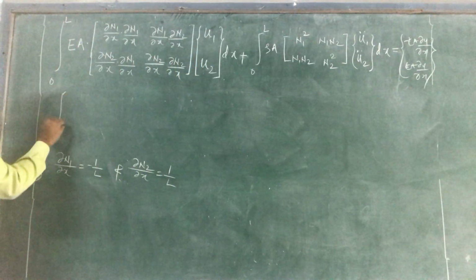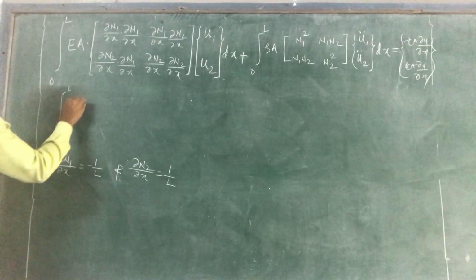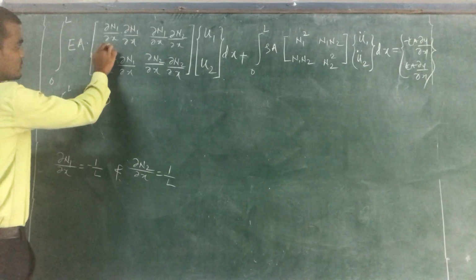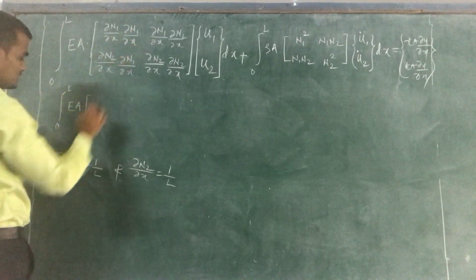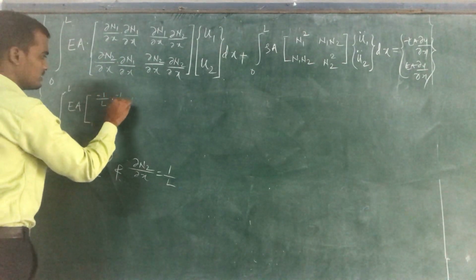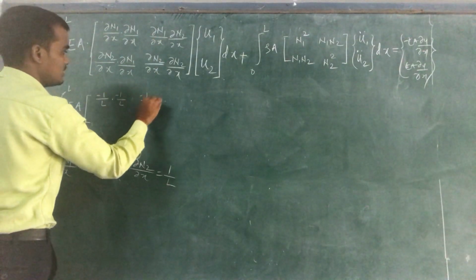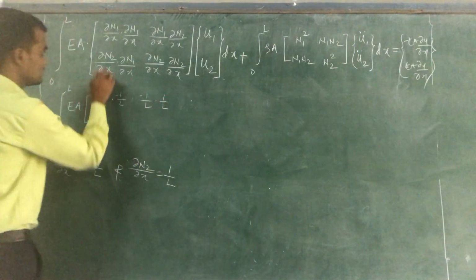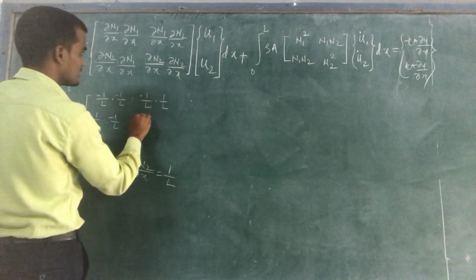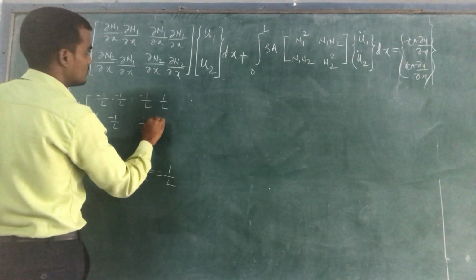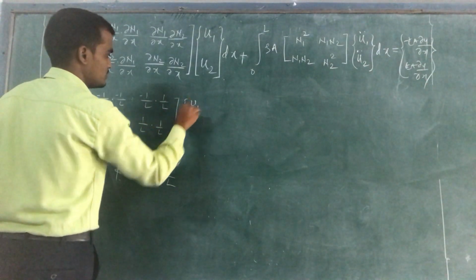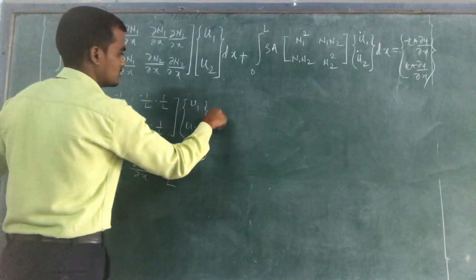So we will get integration 0 to L EA in bracket. So this is dN1/dx, that is minus 1 by L into minus 1 by L. Then this minus 1 by L into 1 by L. And for this case 1 by L into minus 1 by L. For this case 1 by L into 1 by L, into u1 u2 dx.